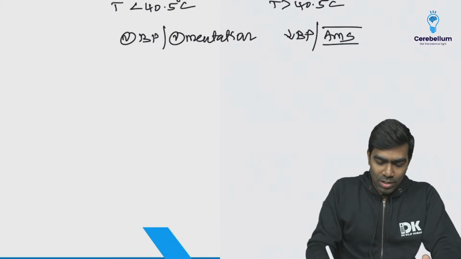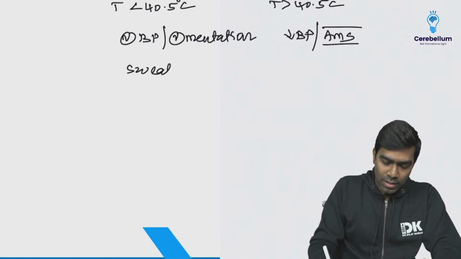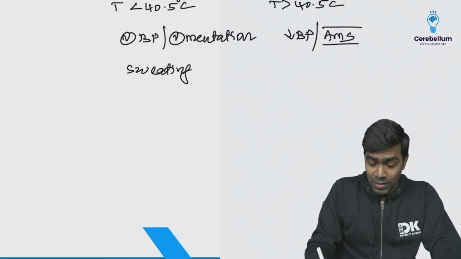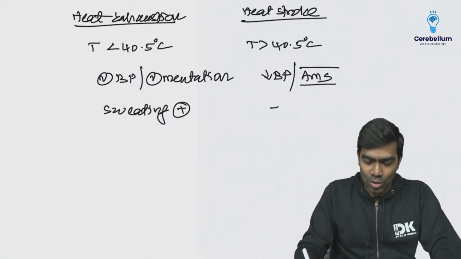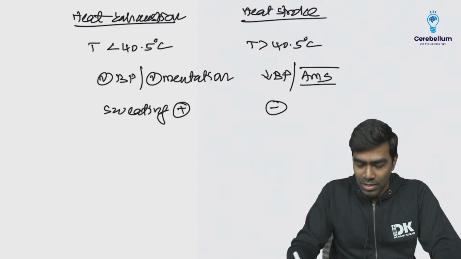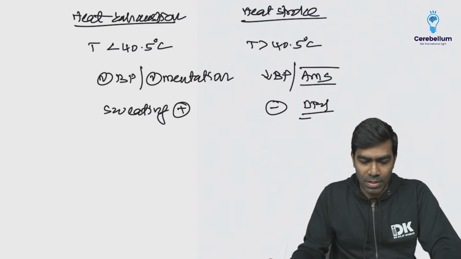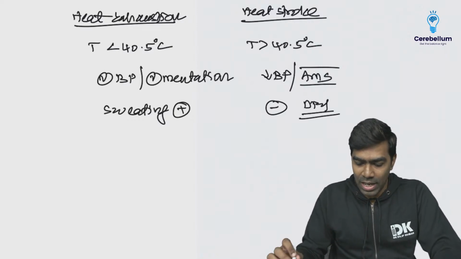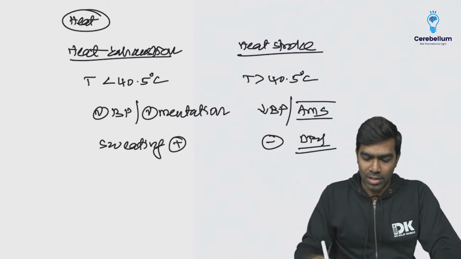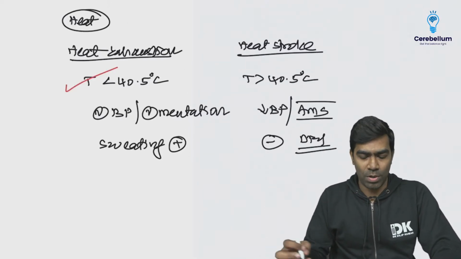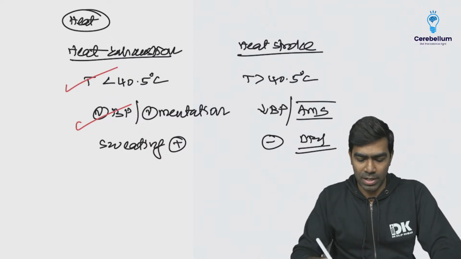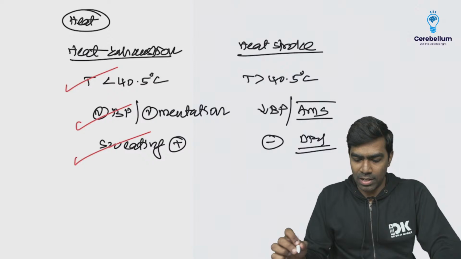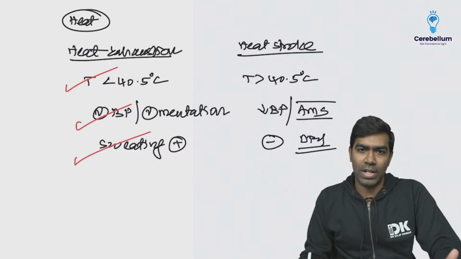Sweating will be intact in heat exhaustion. In a classic heat stroke, sweating will be lost. The patient will be dry. This is very, very important. Temperature less than 40.5, more than 40.5. Normal BP, normal mental status here. Heat stroke will have low BP and altered mental status. Sweating will be intact in heat exhaustion, whereas in heat stroke, sweating will be lost.